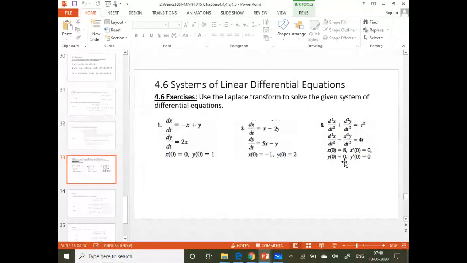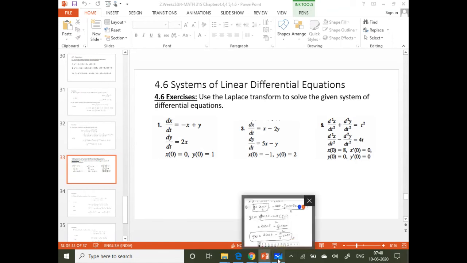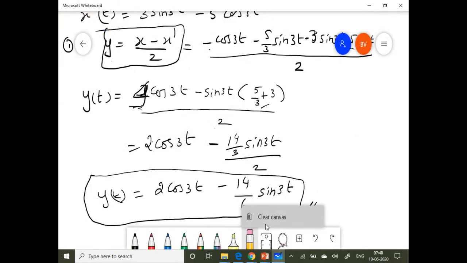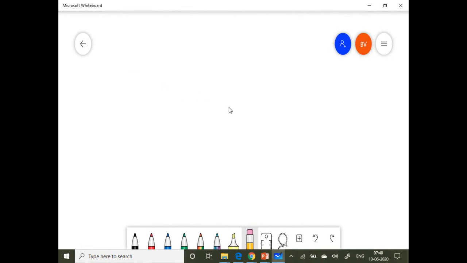So write this one by using the notation of x double prime, y double prime. Rewrite, and then there are 4 conditions: 2 for x and 2 for y. Simultaneously, we will solve this problem. Okay, let me write this problem in this class. The question I am writing on the board.